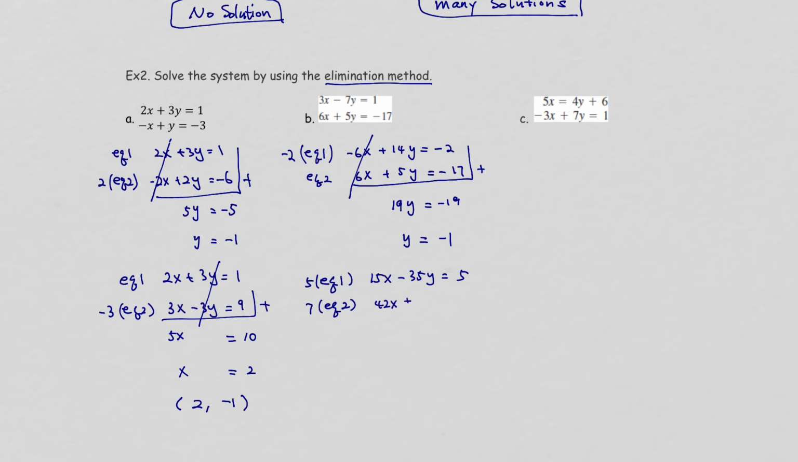42x. 5 times 7 is 35. Negative 17 times 7, right? That's going to be negative 119.